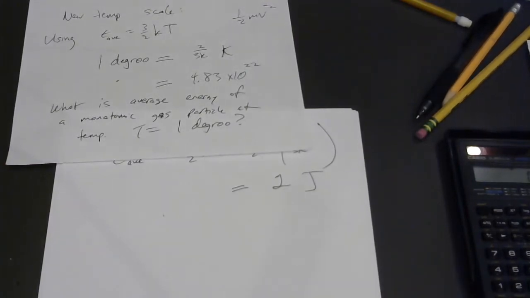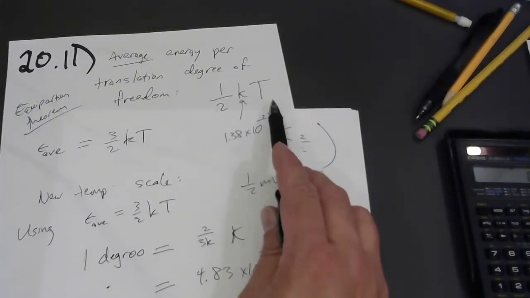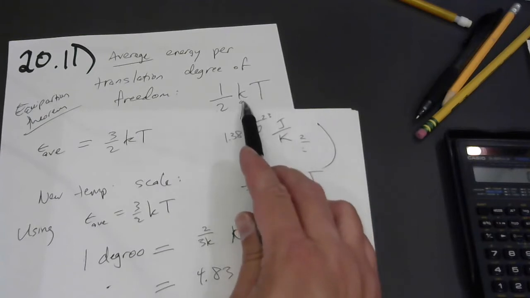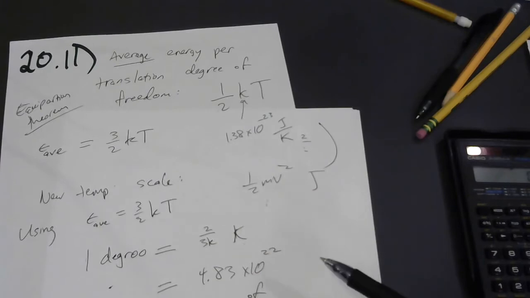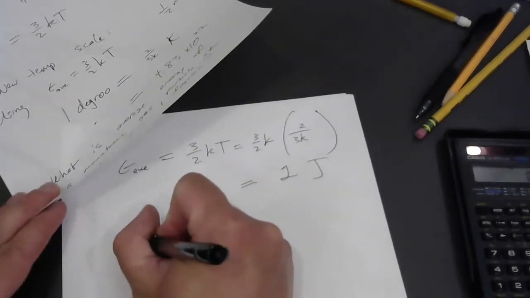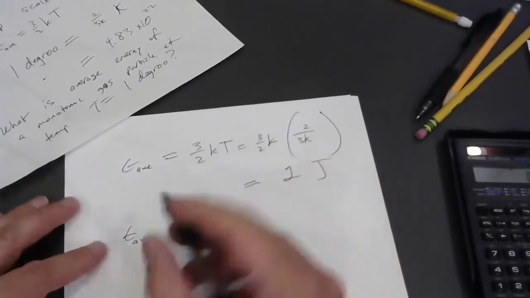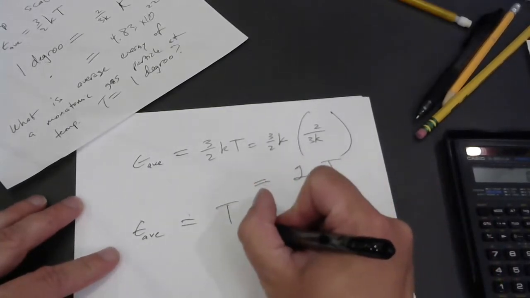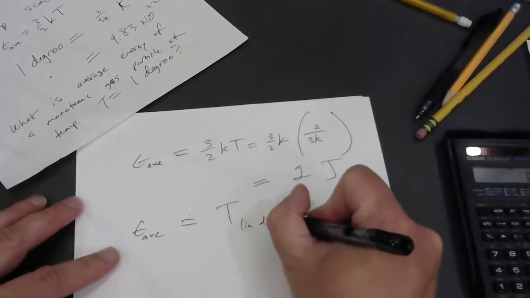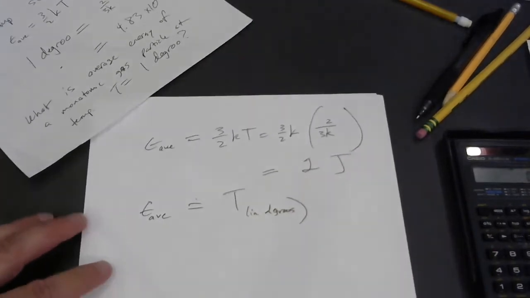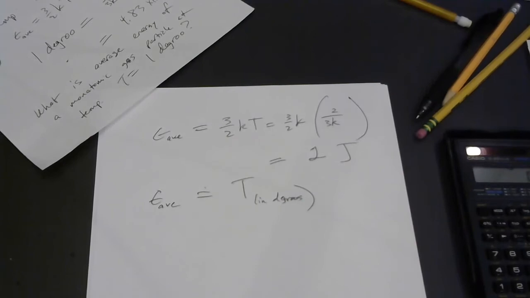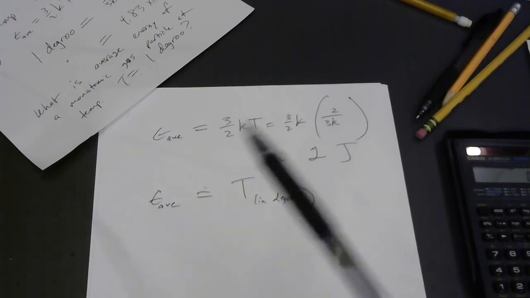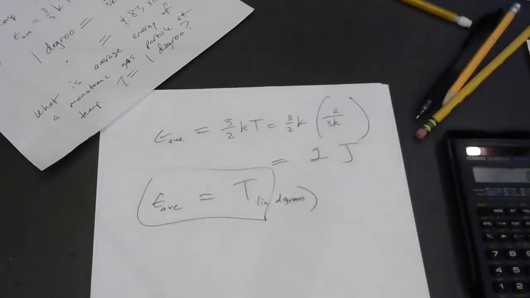So in that temperature scale, and that's not the Kelvin scale, I can rewrite this equation. For the Kelvin scale, I have to have this 1/2 K out front, and K has a value of 1.38 times 10 to the negative 23rd. But on this scale, I could say this: the average total energy per monatomic gas particle would just be T, where your temperature is in degrees. Silly example, but if you had a quantity of gas at a temperature of 10 degrees, what's the average energy per particle? 10 joules. It's like the simplest possible equation.